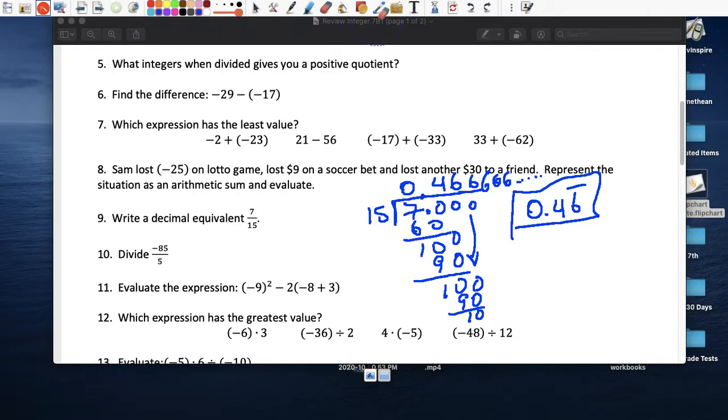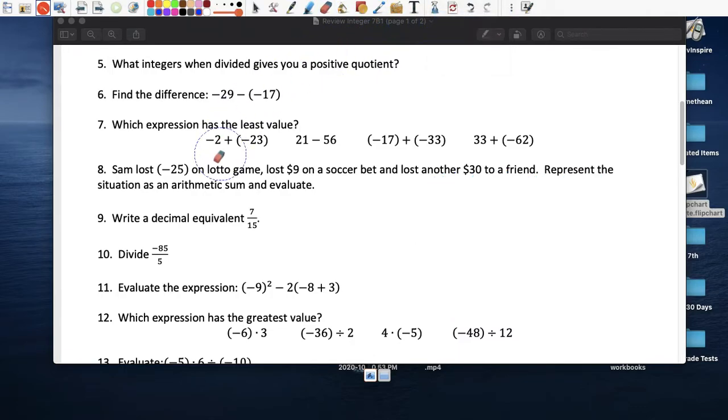Next one, it's a fraction, right? But I like it that way. So that says negative 85 divided by 5. So I know my quotient is already going to be negative, and simply my answer is going to be negative 17, right? Because it's a negative divided by a positive.